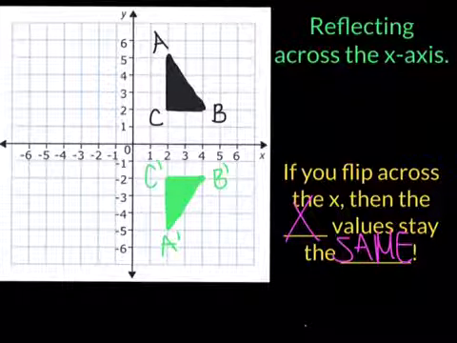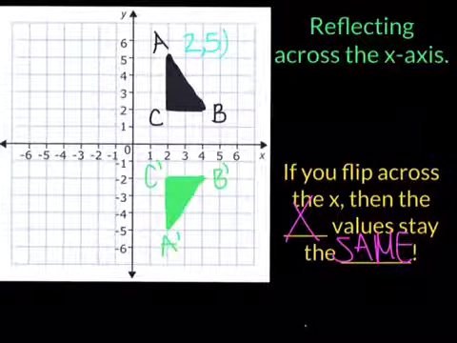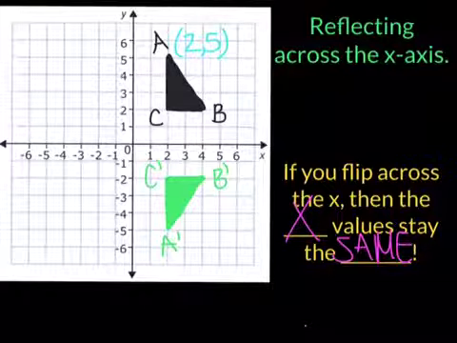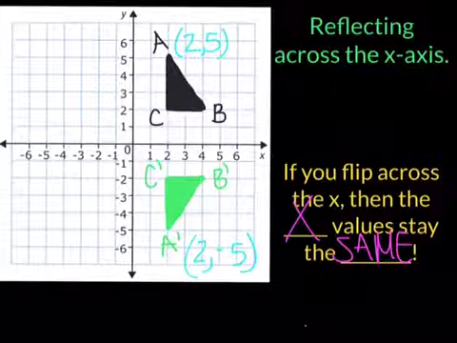So, let's start with my original A. Okay, so plain old A up here at the top. It is at over 2 up 5. So we have 2, positive 5. Then I'm going to go down to my new prime, or my new A, which is A prime, and it is at 2, negative 5. So let's look at those X values, okay?